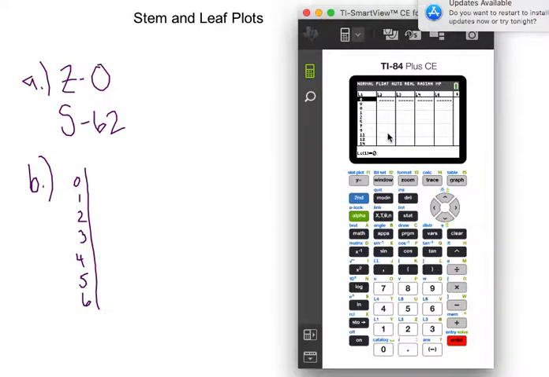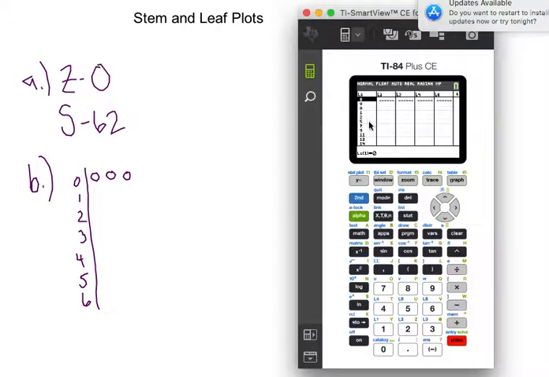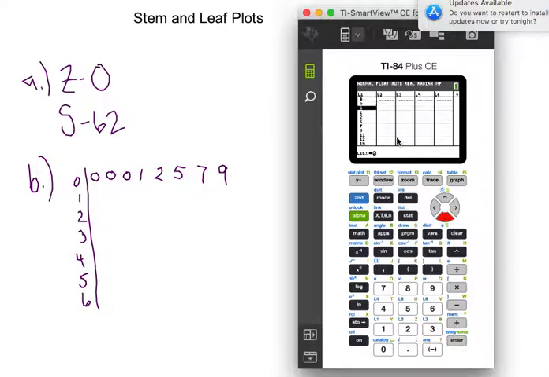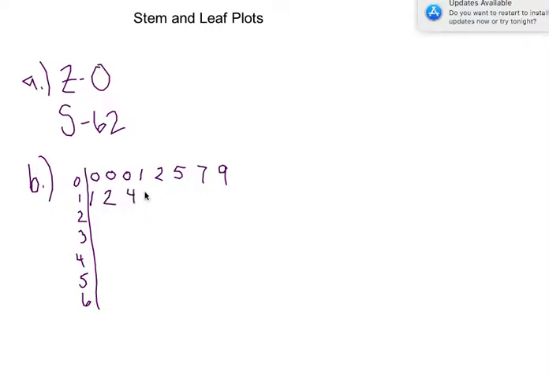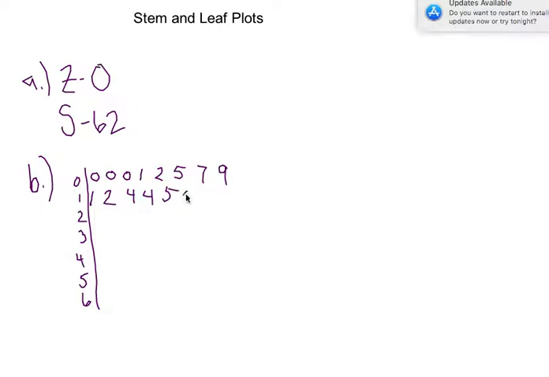So on my stem and leaf plot, I have what? 3 zeros. So I'm going to go 0, 0, 0, 1, 2, 5, 7, 9. For 1 on the outside, that's going to be 11, 12, 14, 14, 15, 15, 18, 19, 19. So there's 11, there's a 12, there's my 2 14s, 15, 15, 18, and then 2 19s. So that would be my ones column.